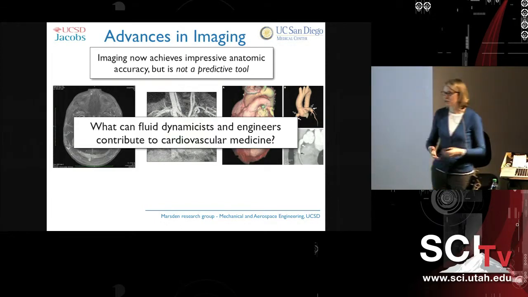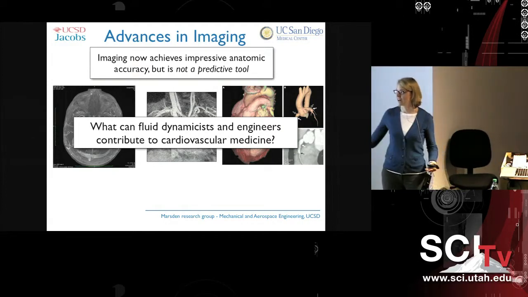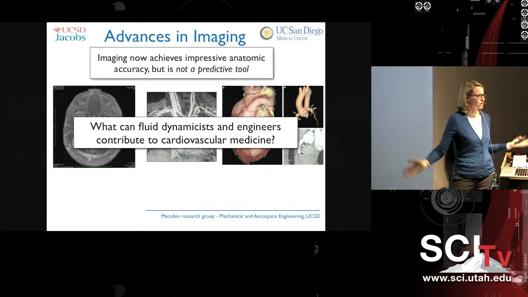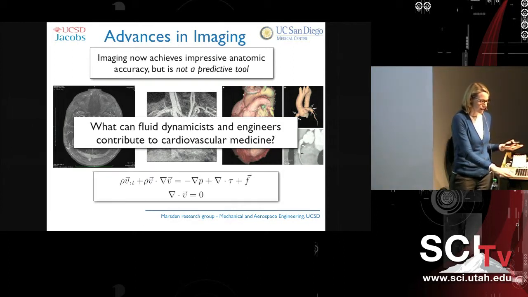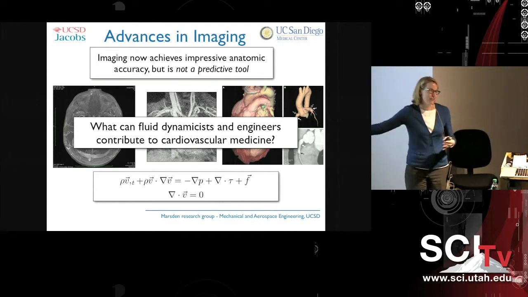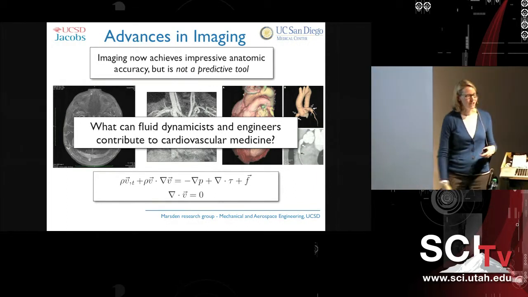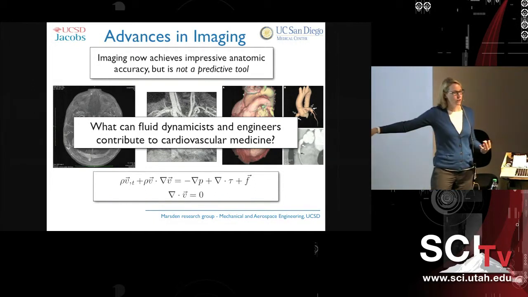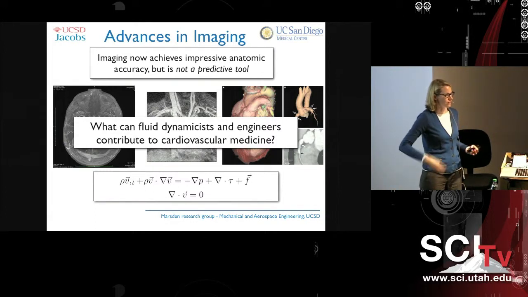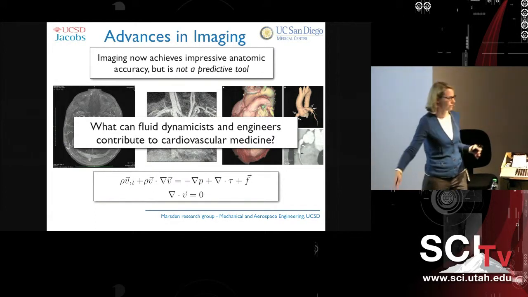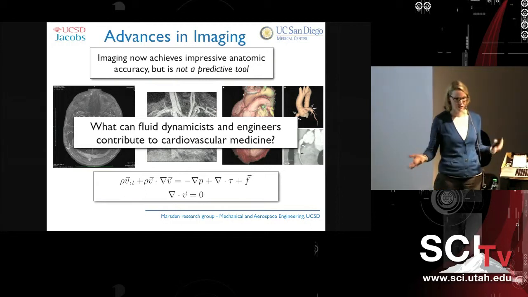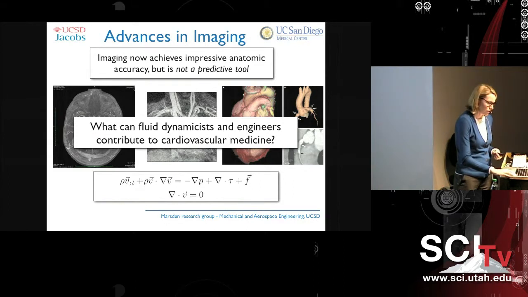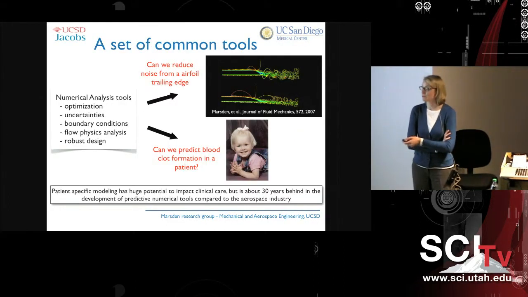And so you might ask yourself, well, we have all this great imaging, but what can fluid dynamicists or engineers contribute to cardiovascular medicine if we can already see the anatomy in this great detail? And the answer is, well, I'm being a little facetious here, but these are the Navier-Stokes equations. And as an engineering community, we have a lot of experience implementing and solving these kinds of equations for predictive design capabilities, right? We want to solve these equations to predict the lift over an airfoil. And so we're trying to make parallels here with cardiovascular medicine.